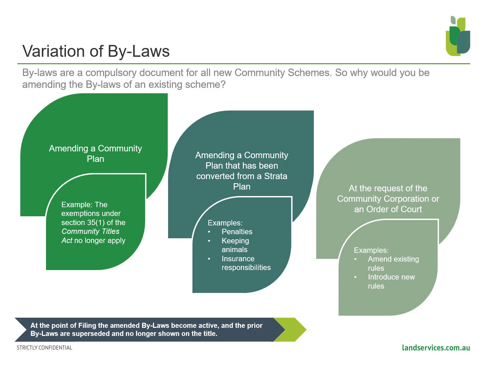Finally, while the first two scenarios include an amendment to the community plan, the bylaws can also be varied in isolation when a change to the bylaws is requested by the community corporation or pursuant to a court order, which does not require an amendment to the plan. This could be to amend existing rules or introduce new rules. Please note that the amended bylaws become active at the point of filing only. The prior bylaws are then superseded and are no longer shown on the title.